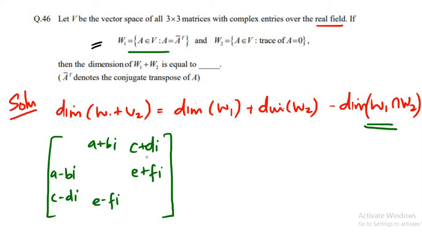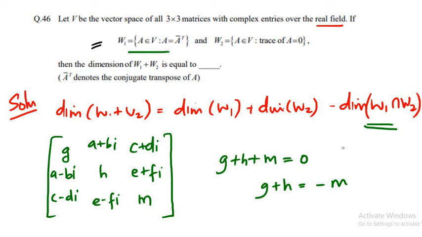E minus Fi, and again you can see here that trace of A has to be 0, and this matrix should have the property that A should be equal to A transpose conjugate. So the diagonal entries should be, as I told, real numbers. And one more property we must have is that the trace should be 0. So G plus H plus M should be equal to 0 also. So from this we get that G plus H is equal to minus M. That means we just need to know these two numbers or these two constants. We can predict what is M.